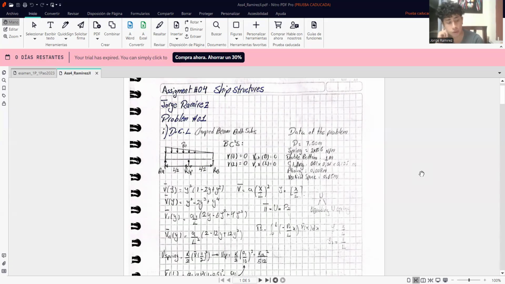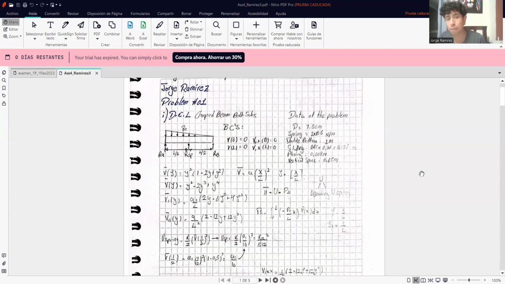So, problem number 1 asks us to analyze a component of fluid. First of all, we need to identify the part of the beam that we want to analyze. In this case, we need to make our FBD. We will have a reaction in A and a reaction in B, and a distributed force, which we're going to name PO.